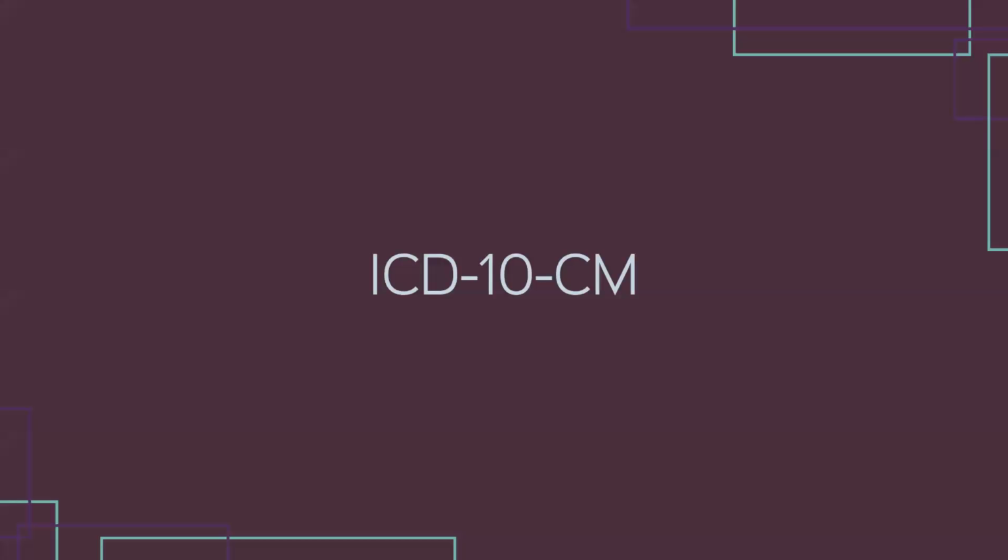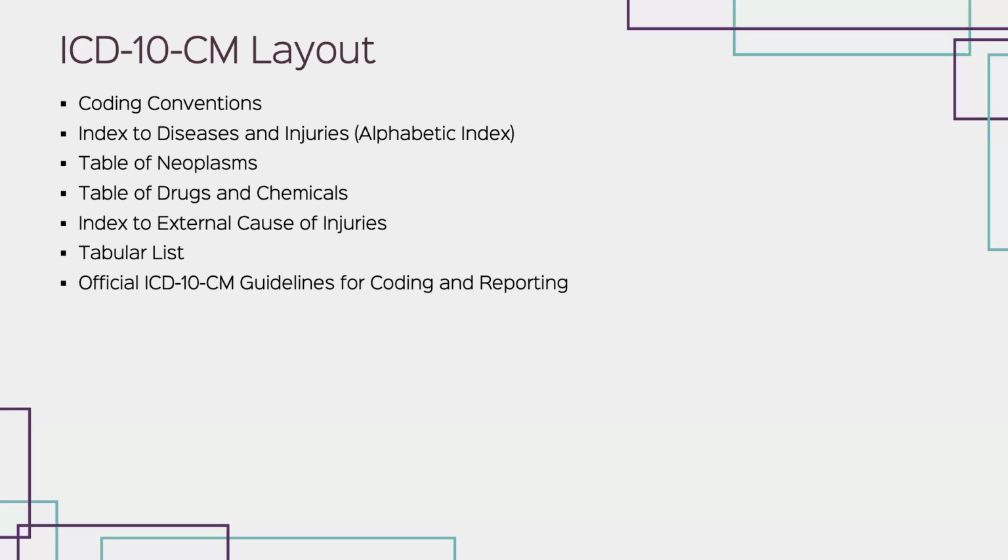Okay. So we're going to talk a little bit about the ICD-10-CM code set now. It is a code set that indicates your signs, symptoms, diagnoses, and conditions. So the layout of the book, I know you probably don't have it, but the layout of the book is just going to follow this general guideline depending on the publisher that you get.